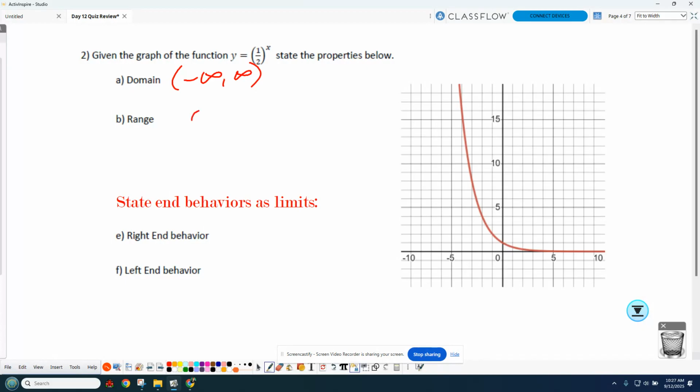0 to... square brackets, round brackets, mix and match? Both round. No, I think it's square on the 0 and then the infinity is round. Okay, is it square on the 0?